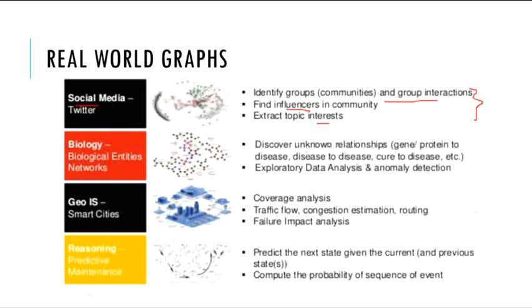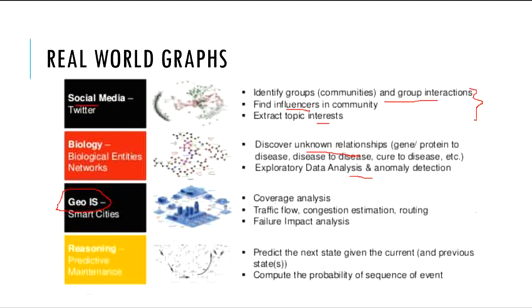Then biological entities also form a network, and it is really helpful to discover relationships, for example gene protein relationships, disease to disease relationships. And this analysis can help us understand what the bacterial and viral structures are and how to best find solutions to them, or let's say antidotes to them. These help us in finding anomalies.